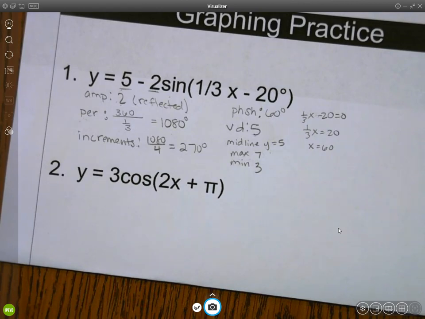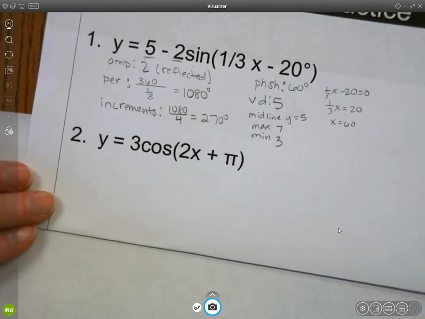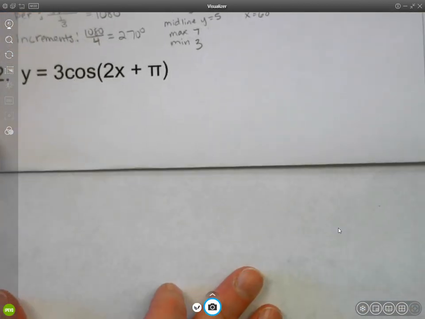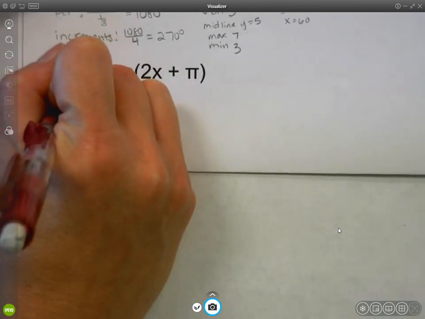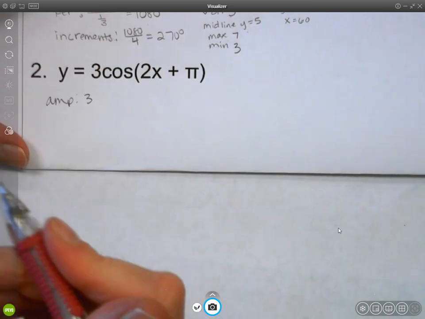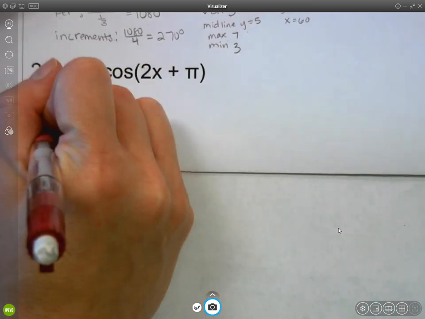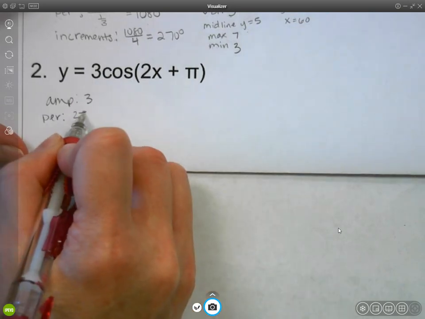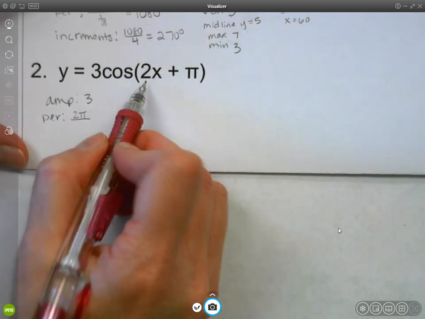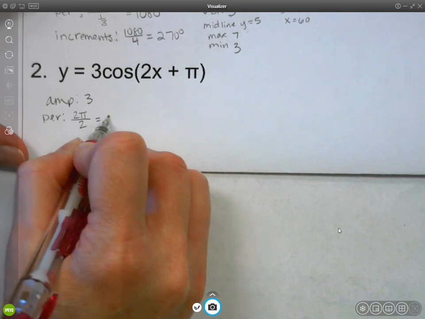We have, I'm going to need some more paper, I can tell, so I'm going to put this there. All right, so number 2. We have an amplitude of 3. We have a period, we're in radians, we have to do 2 pi, and we're going to divide by 2. So we get pi.